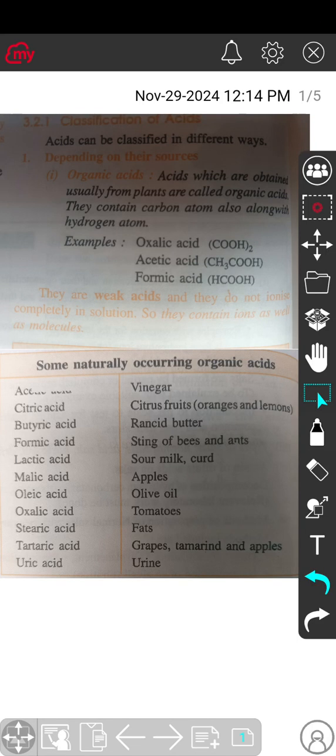So this is the second video of the acids, bases and salts chapter. Today we are going to start the classification of acids. Acids can be classified in different ways.